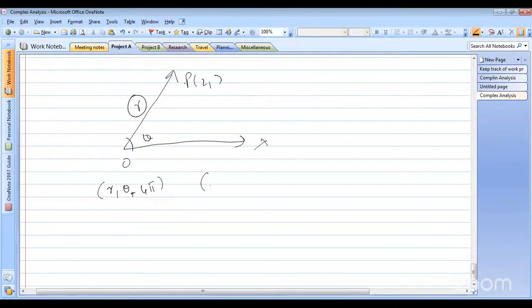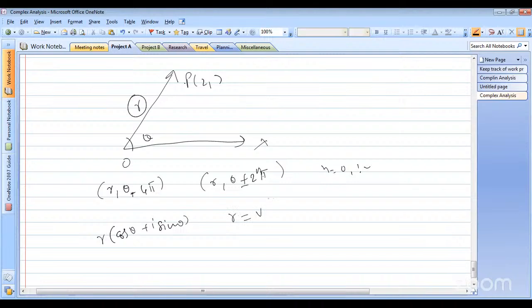The general form of the argument is theta plus 2 n pi, where n is equal to 0, 1, 2, and so on. Now let z is equal to x plus i y be a non-zero complex number, written in the form r into cos theta plus i sin theta.